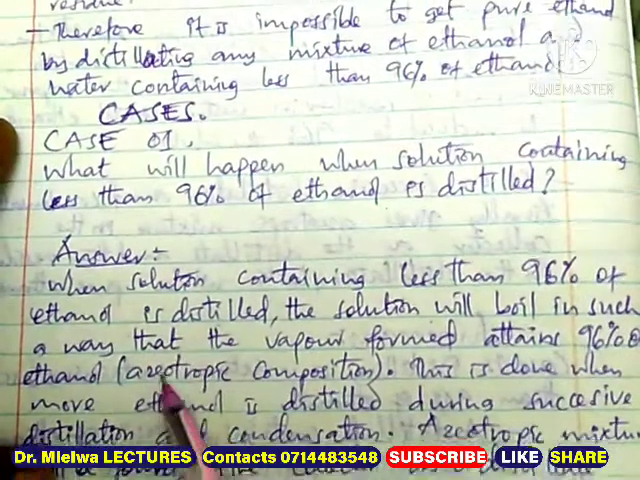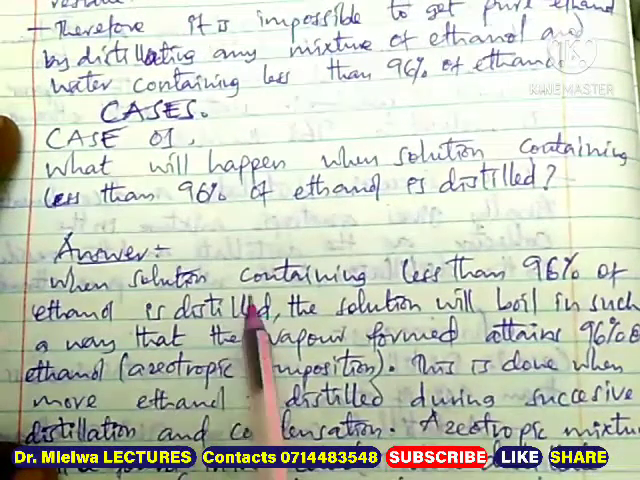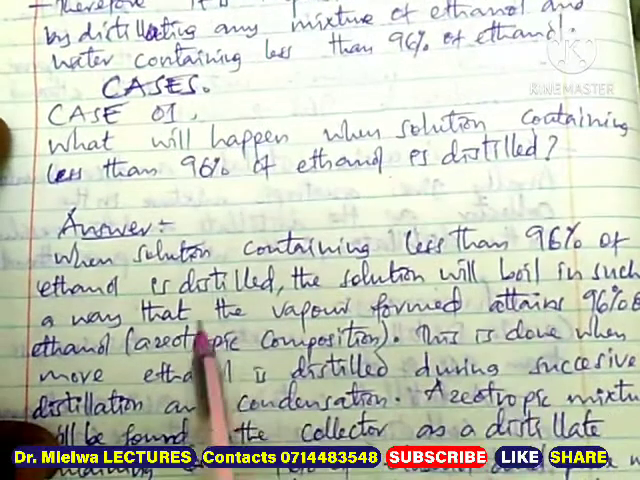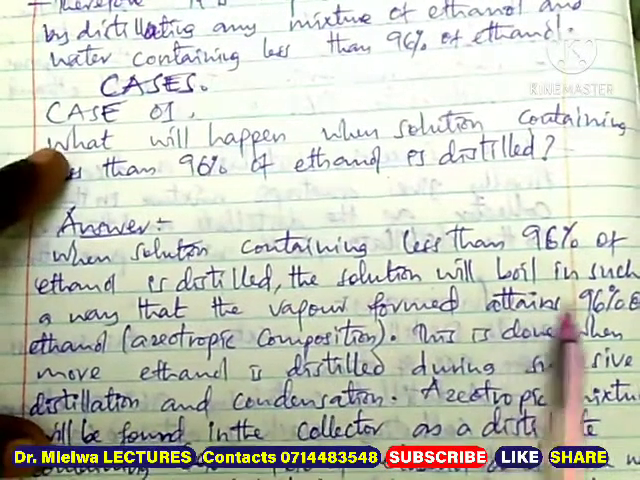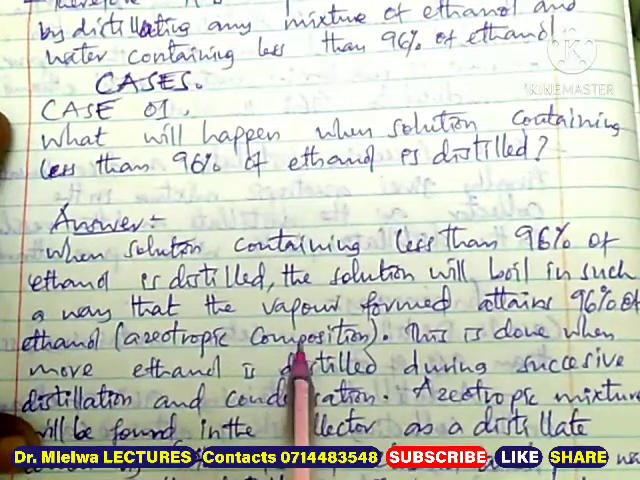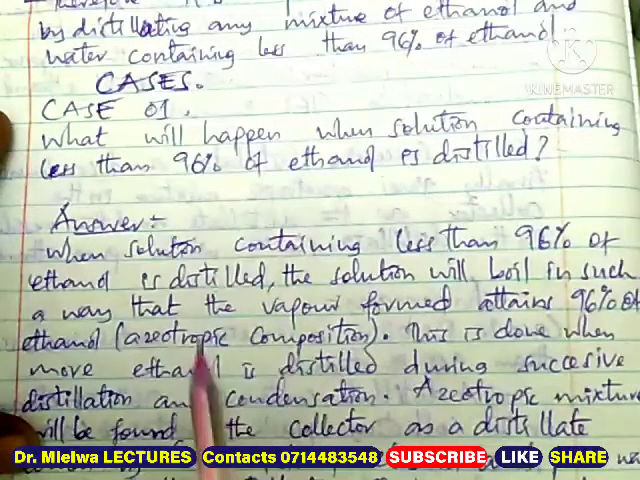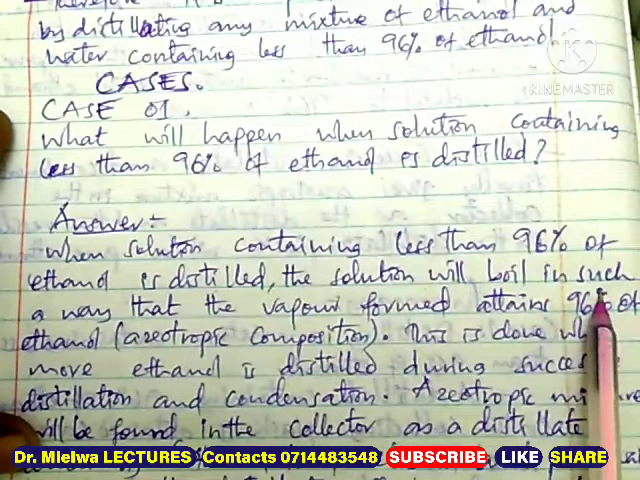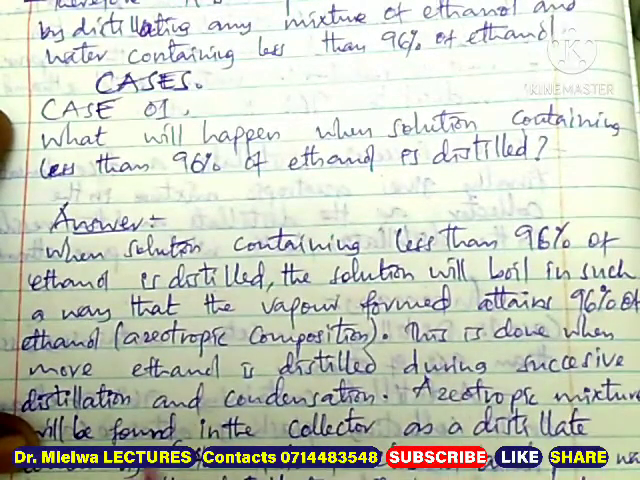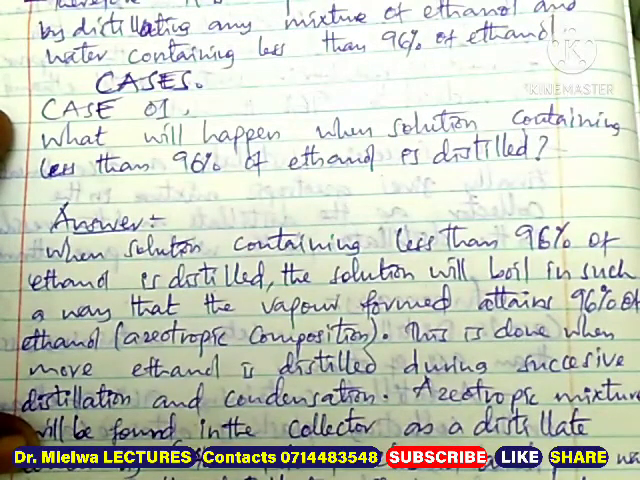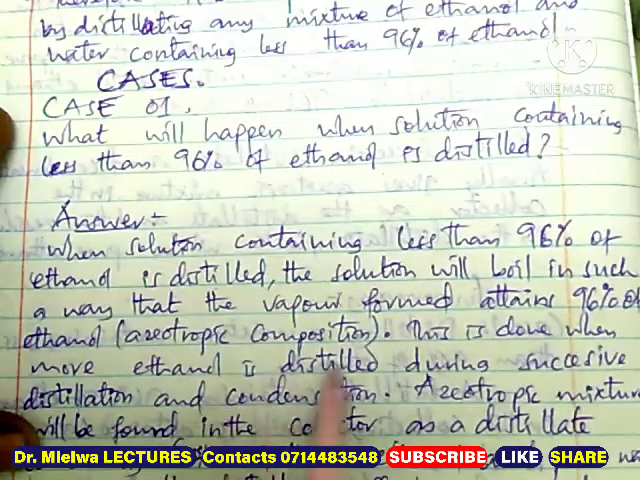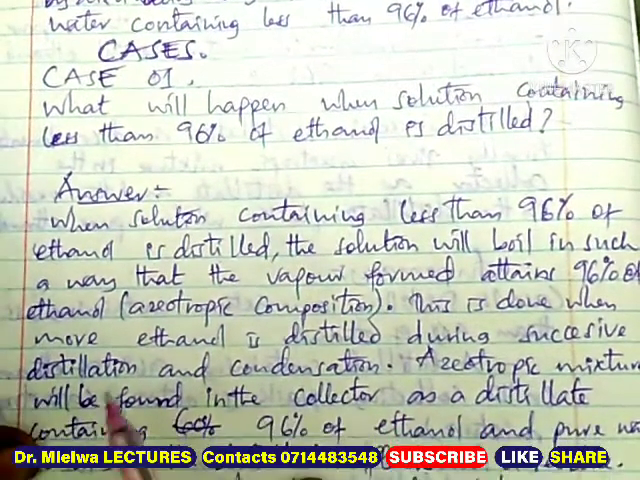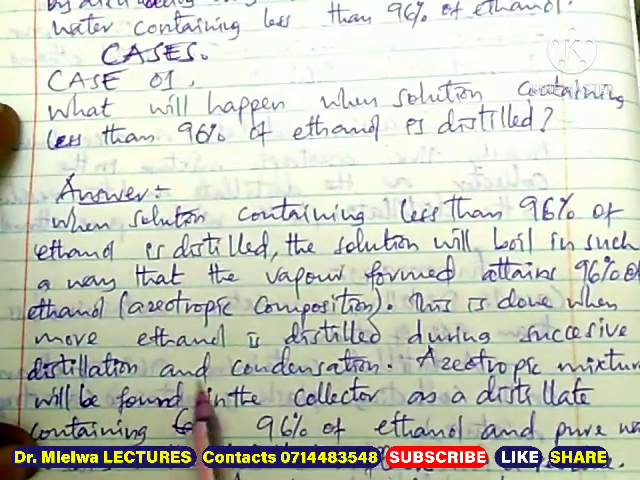So when a solution containing less than 96% of ethanol is distilled, the solution will boil in such a way that the vapor formed attains 96% of ethanol. That means azeotropic mixture. Why do we say the vapor formed? Because in our positive deviation, the vapor or the mixture has a lower boiling point. So the azeotropic mixture is more volatile than the pure liquids. In this case of positive deviation, the azeotropic mixture is more volatile as compared to the pure liquids. So this is done when more ethanol is distilled during successive distillation and condensation.